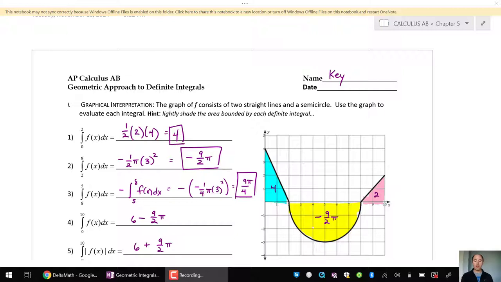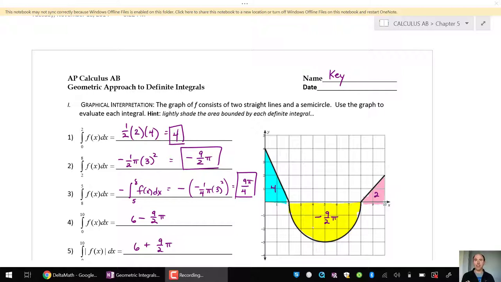In this video, what I'd like to do is present to you a way to figure out a geometric interpretation to definite integrals. And here's an example of a graph, and there's 5 corresponding definite integrals that are asking you to evaluate them. Notice the directions. The graph of f consists of 2 straight lines and a semicircle.